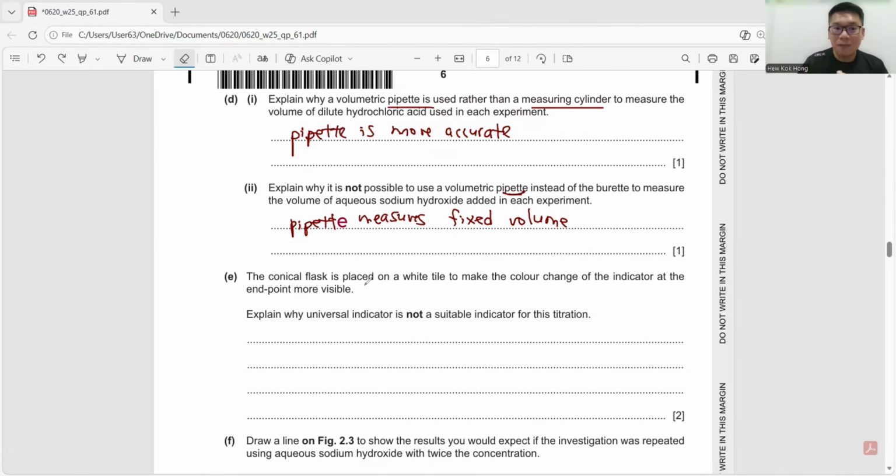Then E. The conical flask is placed on a white towel to make the color change of indicator at the endpoint more visible. Explain why universal indicator is not suitable for this titration. We know universal indicator, even though it can show whether it's acid or alkali, does not have a sharp change in color. This is a problem. That's why it is very difficult to identify the endpoint. So the endpoint is not clear if we use this. That's why we always use thymolphthalein when it involves neutralization, because the endpoint is much clearer.